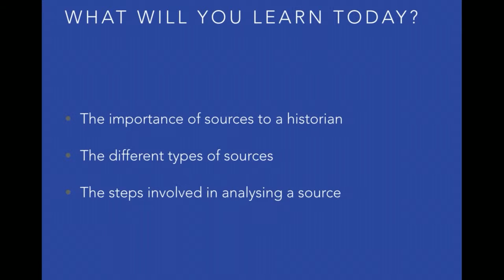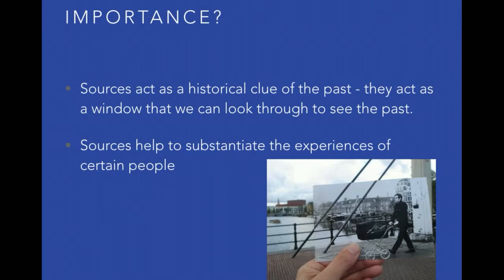First, the importance of sources to a historian, the different types of sources, and the steps involved in analysing a source. So first of all, what is the importance of sources to a historian? Sources act as a historical clue of the past. They act as a window that we can look through to see the nature of past people and societies. Sources help to substantiate the experiences of certain people. While relying on word of mouth may be sufficient for some, for historians, having physical sources that corroborate these experiences can help to build greater knowledge.